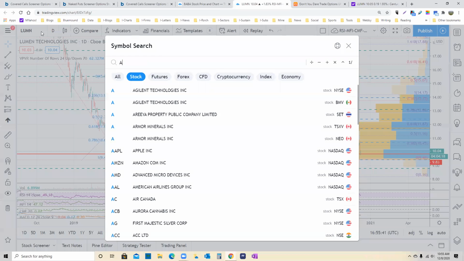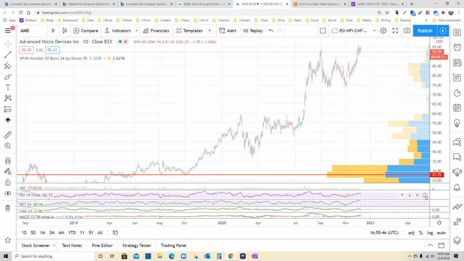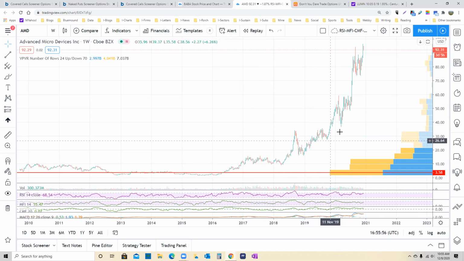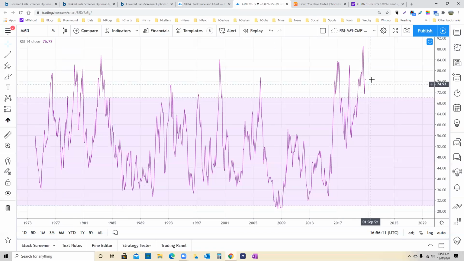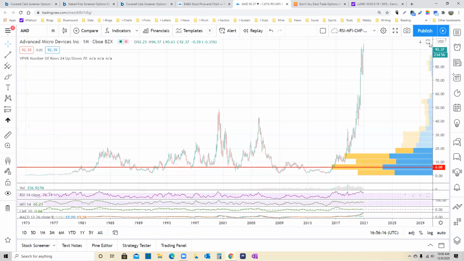AMD, have you looked at the chart? Okay. I could just look at this and tell you should be trimming. It's coming off of the overbought on the weekly. Monthly is overbought still. So yeah, almost everything in the stock market you should be trimming. There's so few things out there that are genuinely undervalued.